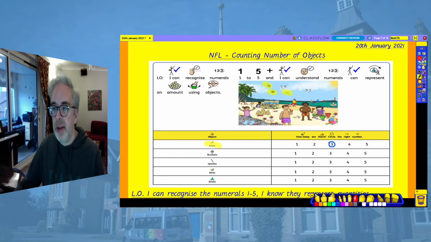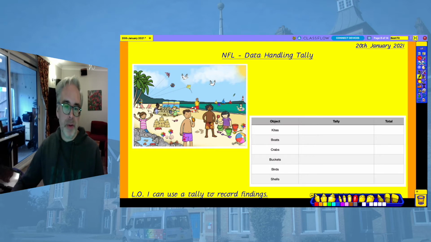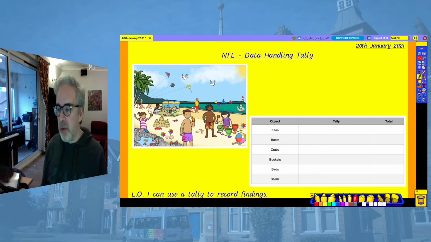Now, next level up, we've got the same picture here, but this time round, you are going to be recording the information for me, but also recording it in the form of a tally. Now, who can remember how we use a tally?